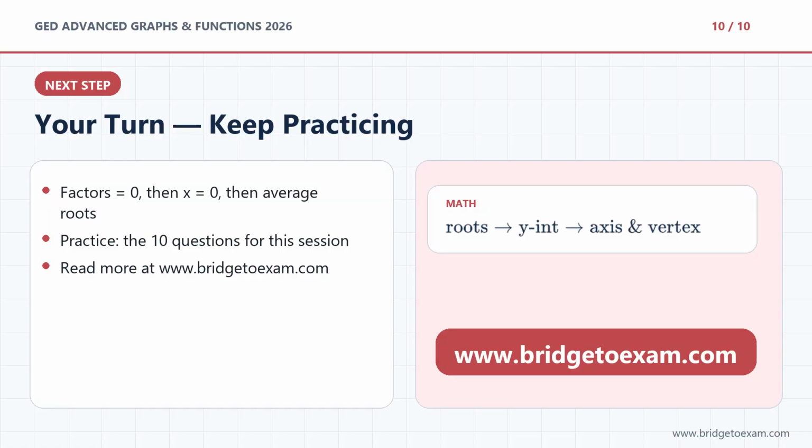Wonderful work today. You can now find the roots, the y-intercept, the axis of symmetry, and the vertex of a parabola. Your mastery check is the 10 practice questions for this session. For each one, set the factors to 0, then set x to 0, then average the roots.